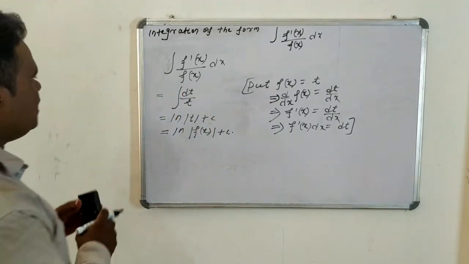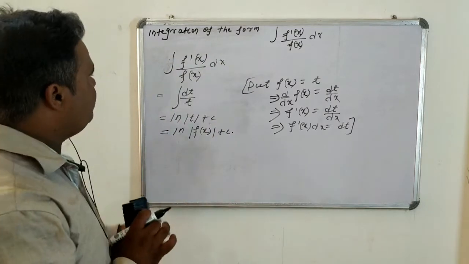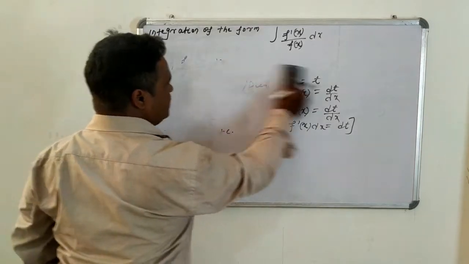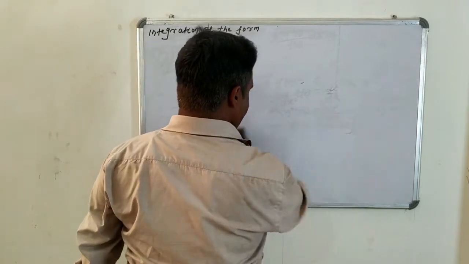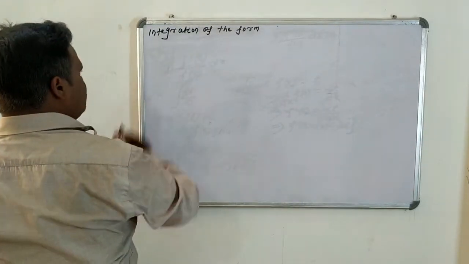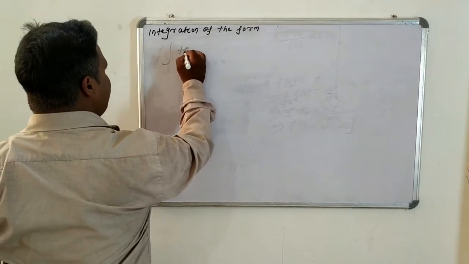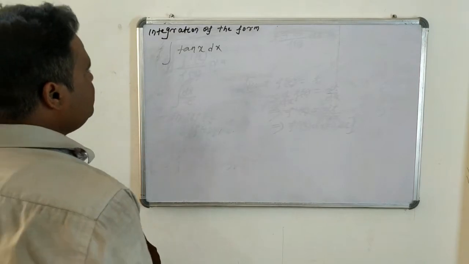So firstly, I have shown the general form of this. Now I will use the trigonometric form of this format. Suppose the integration of tan x dx. It is of this form.